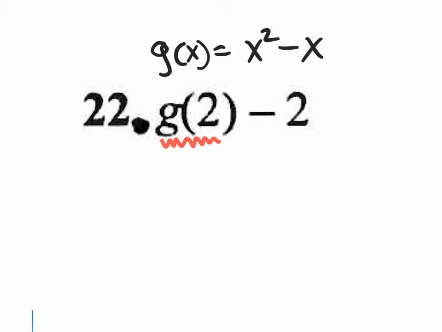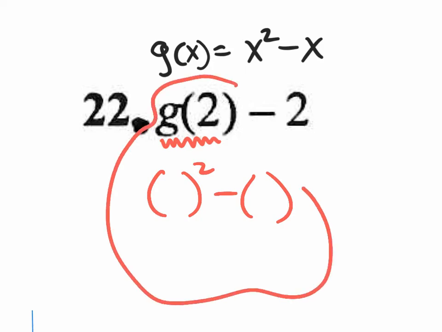So we're going to rewrite the g of x function, but with parentheses instead of these x's. So I'm going to put parentheses squared minus parentheses. And that's so far the g of 2 right here. I'm going to wait for the minus 2 till the very end. So I am actually going to be plugging in the 2 into my parentheses. There's 2 right there, 2 right there.